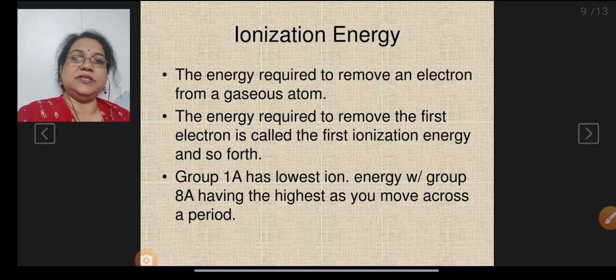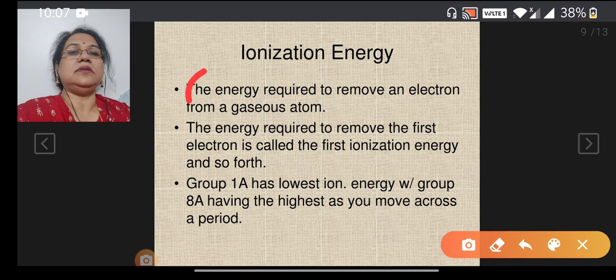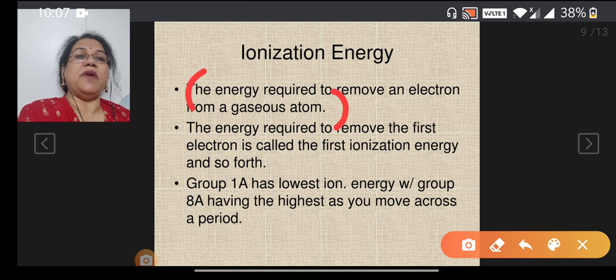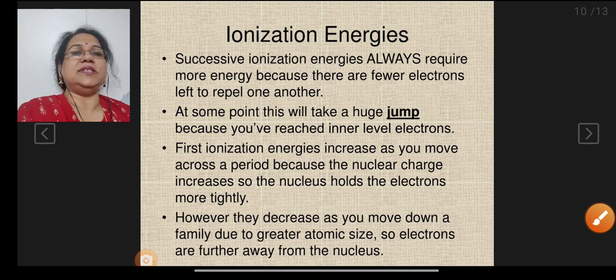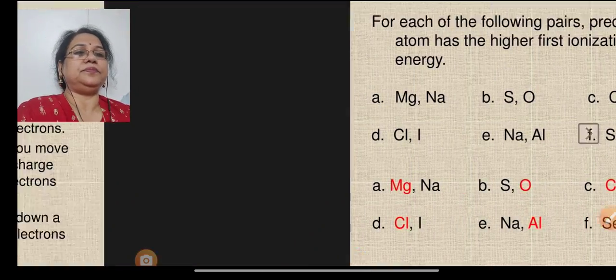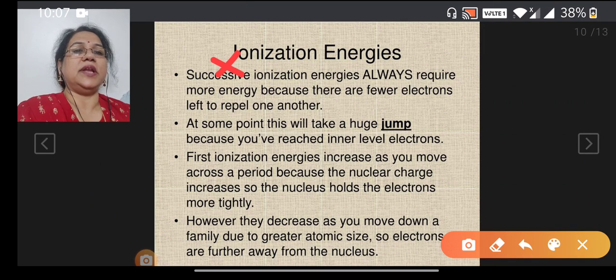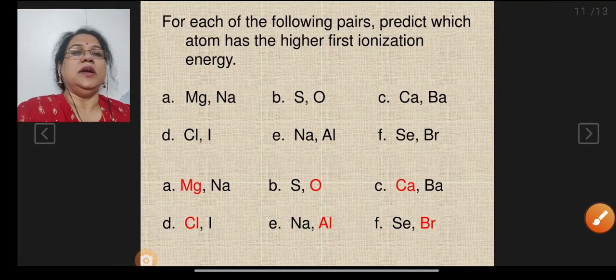Now the ionization energy. What is the definition? Here is the definition: the energy required to remove an electron from a gaseous atom. The energy required to remove the first electron is called the first ionization energy, and so forth. Group 1 has the lowest ionization energy, while group 8 has the highest as you move across the period. We don't need this section, ionization energy. So we are closing it. The next pairs we will discuss in another topic.